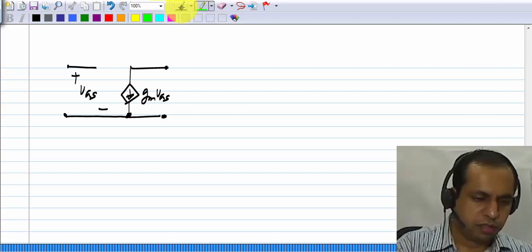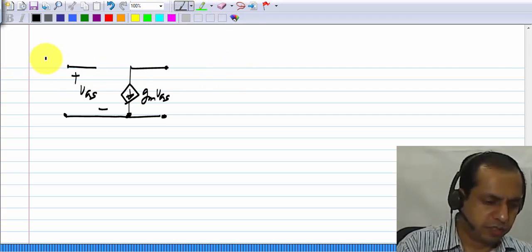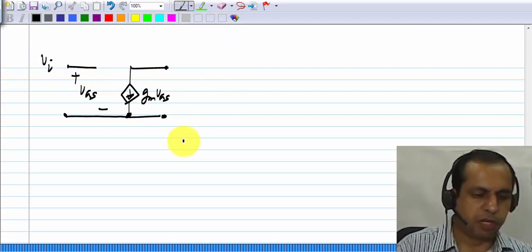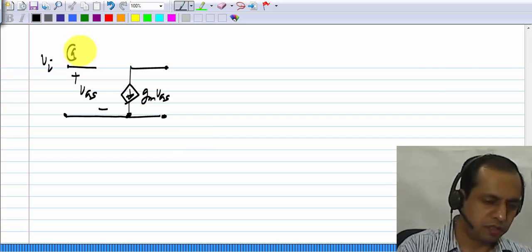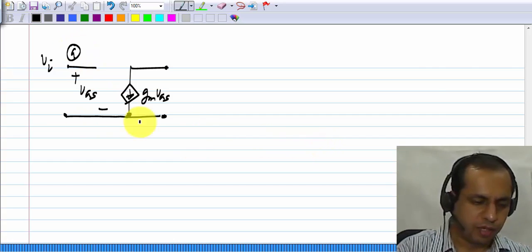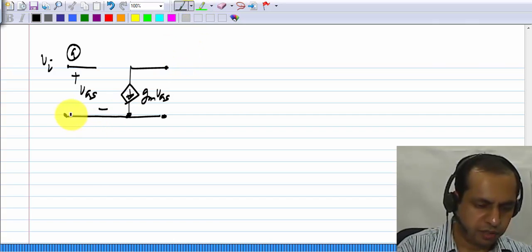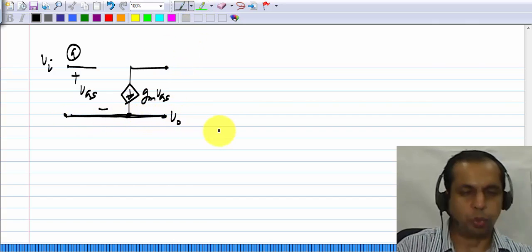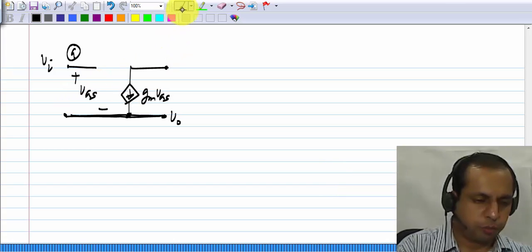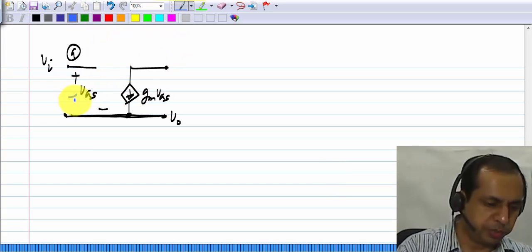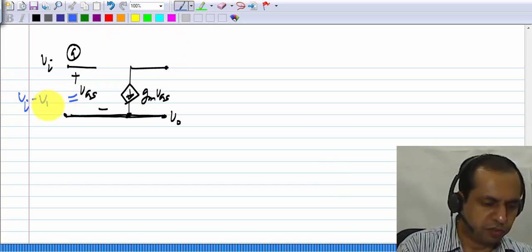So again, what I did was apply the input to the gate. Okay. And the source node here, this will be the output voltage. If I do that, obviously the gate source voltage will be equal to Vi minus V0.